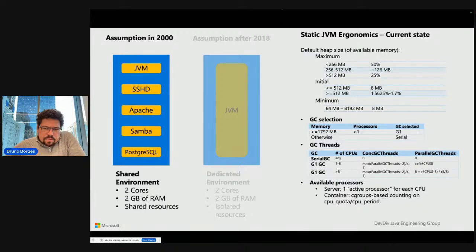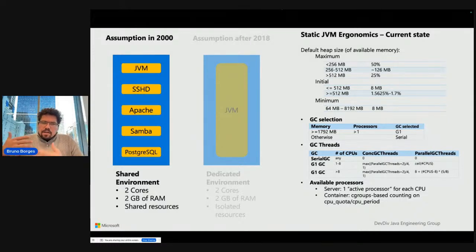And why those values? Those values exist from a time where servers were shared. In the year 2000, servers were shared for many different types of workloads. You had your JVM workload, you had your shell daemon process to access your environment remotely. You had your Apache web server, you had a Samba server for file system sharing, you had a relational database, all of that shared in the same environment. This was actually common back in the days. You had these big machines and everything was shoved into those machines.